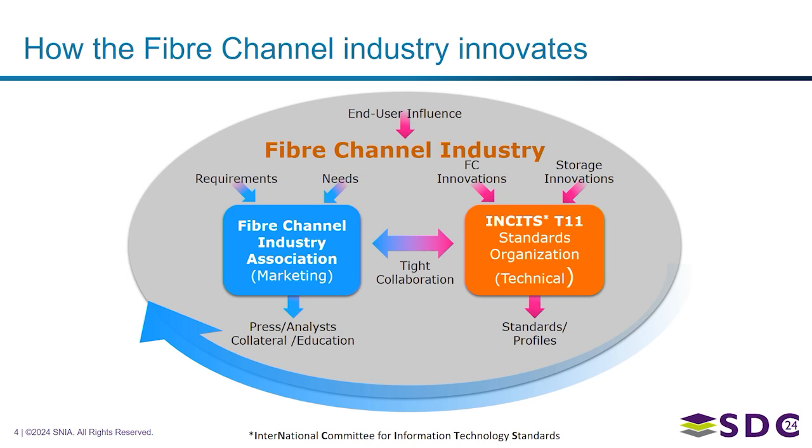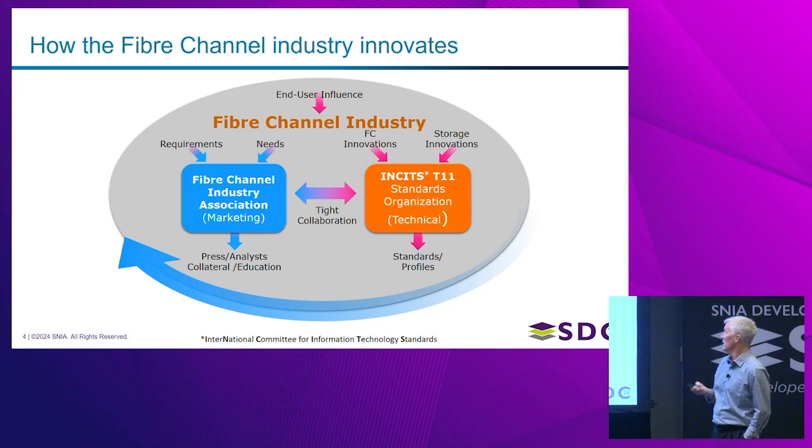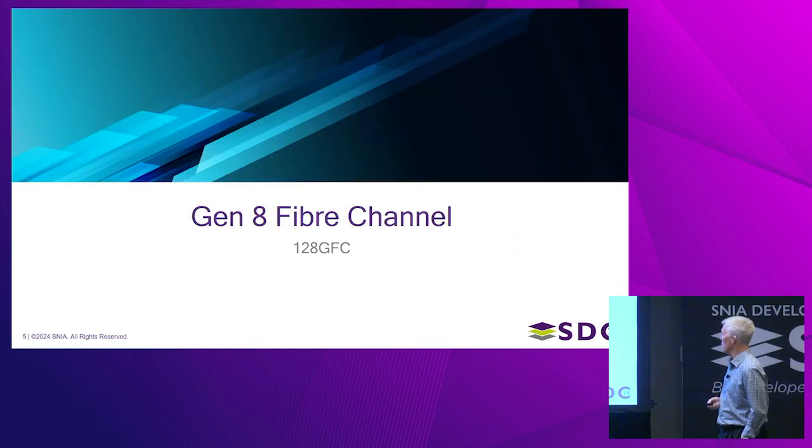Ultimately, the standards take the input from the end users, of course. Marketing and needs requirements are evaluated by the Fibre Channel Industry Association. And then we get innovations for both Fibre Channel and storage that are inputs by the membership into the Fibre Channel Committee. Those are sorted out into the various standards definitions, which are then produced and published by ANSI. In some instances, our standards will be promoted also to the ISO level for an international organization standard. So that's the process that we go through.